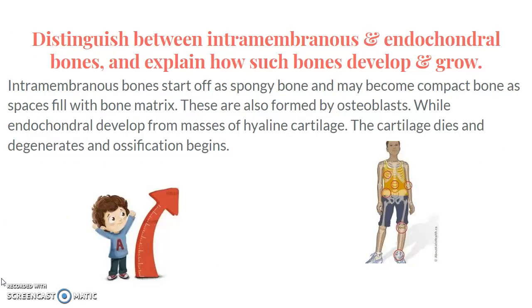So to answer the big question, intramembranous bones start off as spongy bone and may become compact bones as space is filled with bone matrix. These are also bones formed by osteoblasts, while endochondral bones develop from masses of hyaline cartilage. The cartilage dies and degenerates, and ossification begins. Endochondral bones start when you're replacing cartilage. This process takes longer than intramembranous. And that's the end.